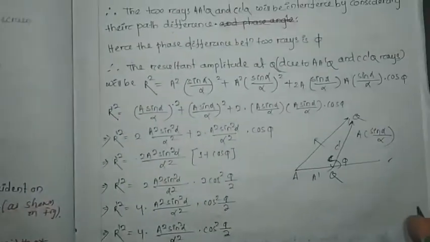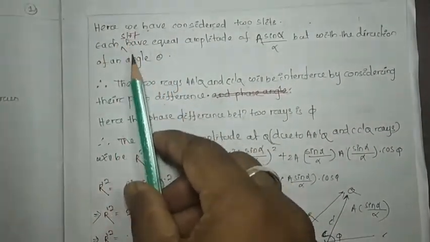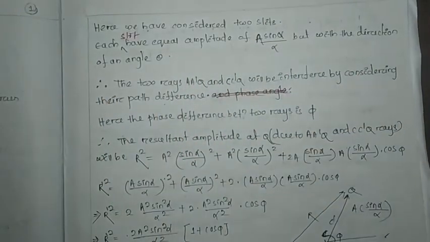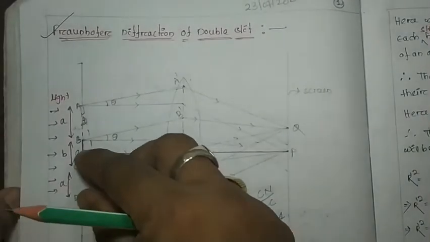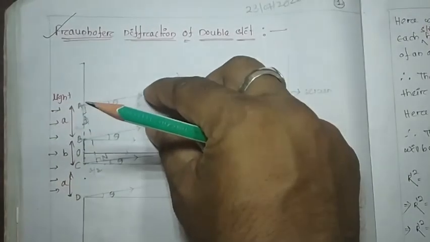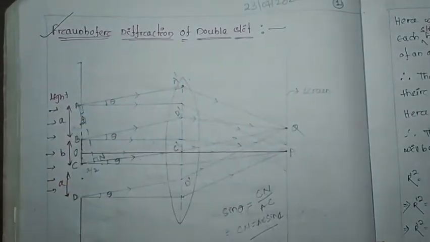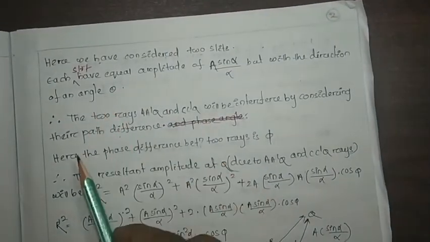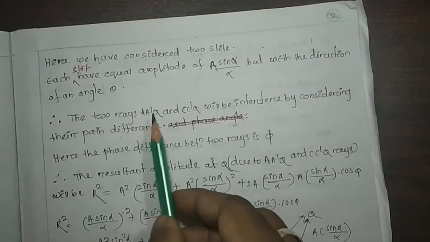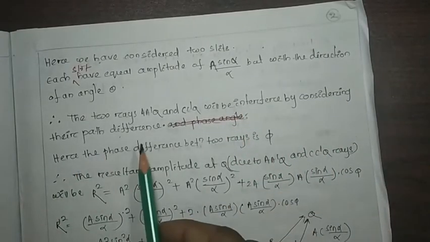Now this concept we are going to use here, that as each slit has equal amplitude, but with the direction at an angle theta. So this slit propagates the ray having the amplitude A sin alpha by alpha, and this slit also, and both have angle theta. Therefore, the two rays A'Q and C'Q will interfere by considering their path difference.